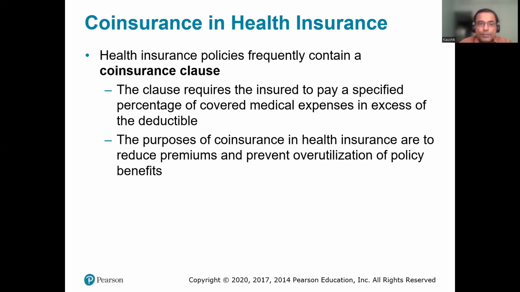Health insurance policies also have a co-insurance clause. The idea is the customer has to pay over and above the deductible amount and up to a certain limit. After that, the insurer will pay for the medical expenses. This way, the premiums are reduced and it also prevents overutilization of the policy. The customer has to pay over and above the deductible amount as co-insurance, and they are less incentivized to use the health insurance for their medical expenses.